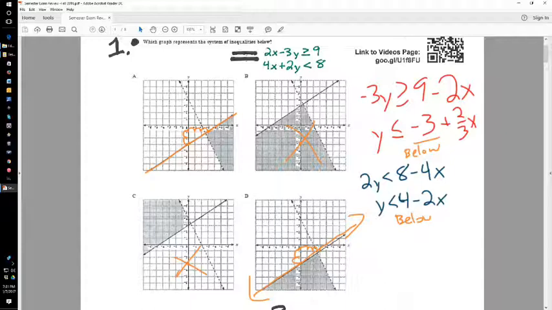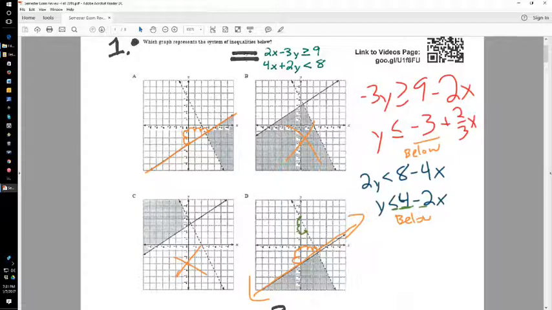Alright, for your other line, I'll do that one green. We want to cross at the y-intercept of 4. Well, they both have a y-intercept of 4, thankfully. It looks like they both have the same slope of negative 2. Rise over run, that's 2 down, 1 to the right. So they both have the same line. It doesn't have the little or equal to, so they're both dotted.